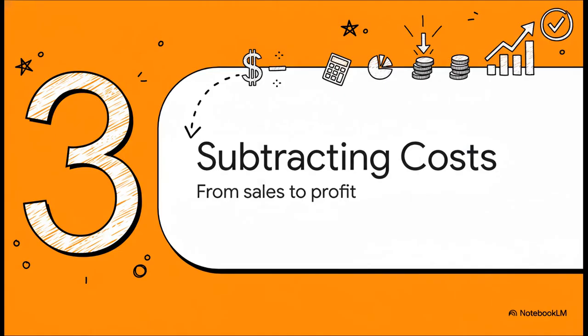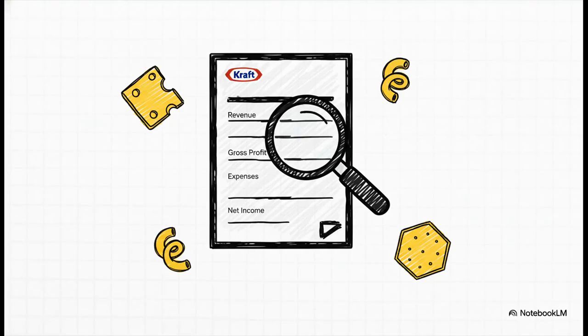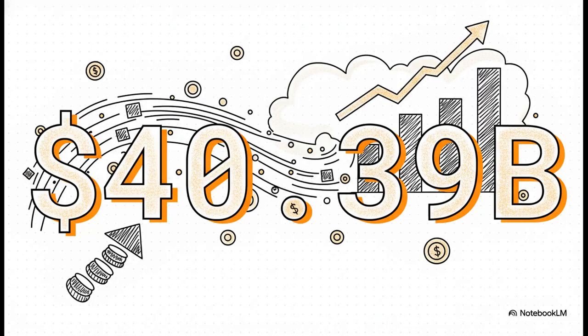Okay, so we've got our big starting number, total revenue. Now for the really interesting part. We start subtracting things. This next section is where we see how that huge sales number gets whittled down step by step into what the company actually gets to keep. To make this a little less abstract and a little more real, we're going to follow the numbers from an actual company. Let's use the income statement for Kraft Foods from back in 2009 to see how all this works in the wild. And here we go.